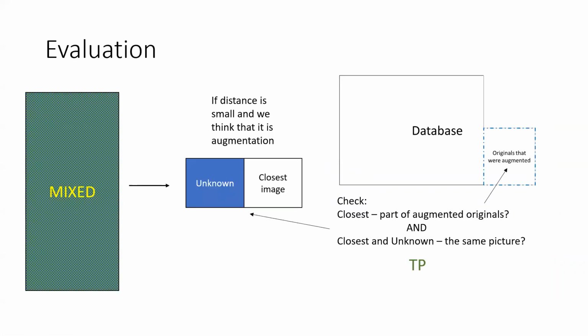So yeah, there can be four actual outcomes. If the distance is small and we think it's an augmentation, we can check: is this closest image part of the augmented images, and are the closest and unknown the same images? Then it's a true positive. We found our modified image. We found that it's clearly the augmentation, and we were right.